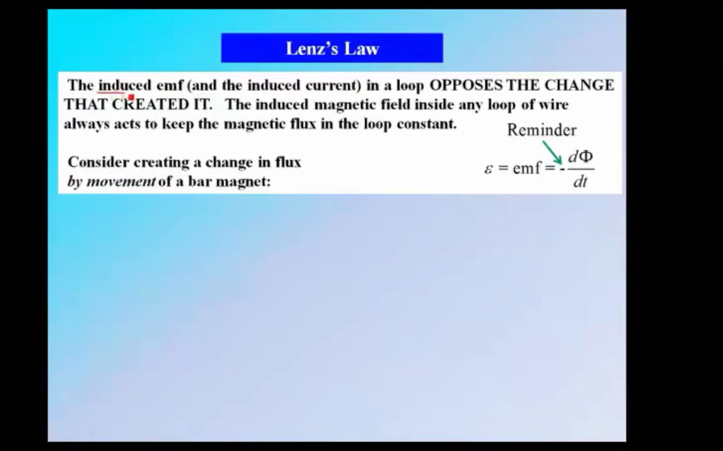Lenz's law has to do with the polarity of the induced EMF and the direction of the induced current. What Lenz's law says is that these quantities in a loop will oppose the change that created them. The induced magnetic field inside any loop of wire always acts to keep the magnetic flux in the loop constant. So that's why we put this minus sign in here, reminding us to apply this law.